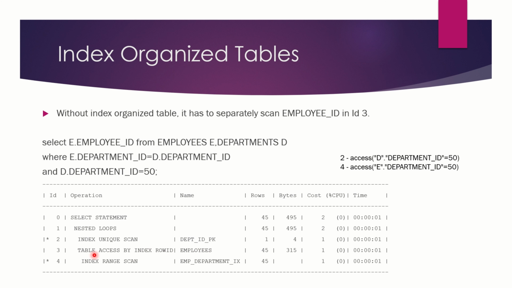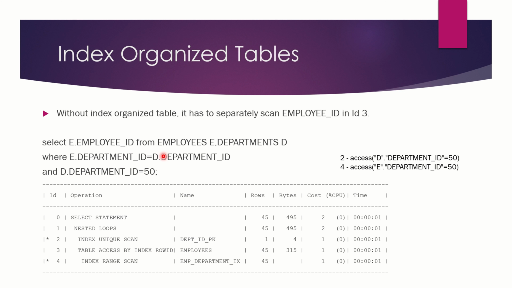So the third operation is nothing but table access by index row ID for the employees table. Now what do we mean by table access by index row ID? Oracle is able to access the department ID from the employees table, but the index has only information about the department ID. And since the select part of the statement is also looking for the employee ID, this table access by index row ID will fetch all the employee IDs as part of the join operation.